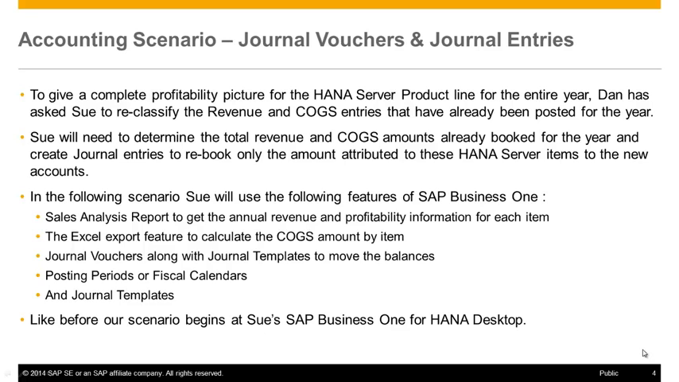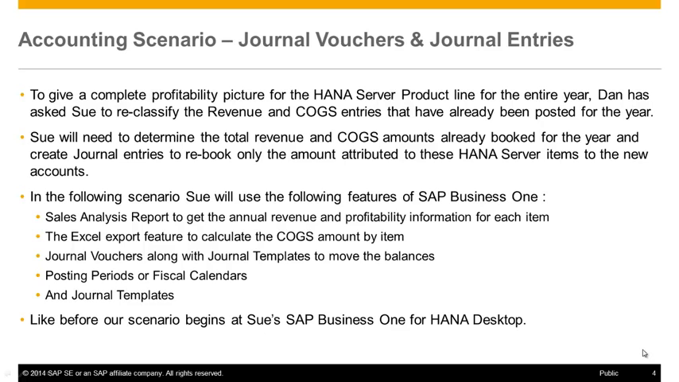Sue will need to determine the total revenue and cost of goods sold amounts already booked from January to July and create journal entries to rebook only the amounts attributed to these HANA servers. Since Sue is very experienced with SAP Business One, she is going to create one journal voucher that will contain all the individual journal entries she will post.